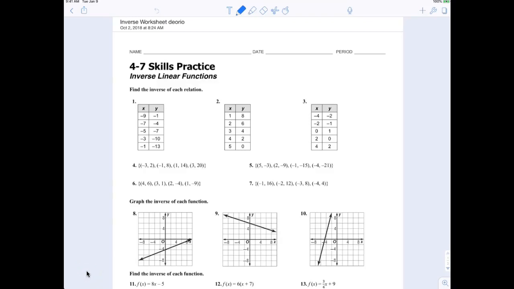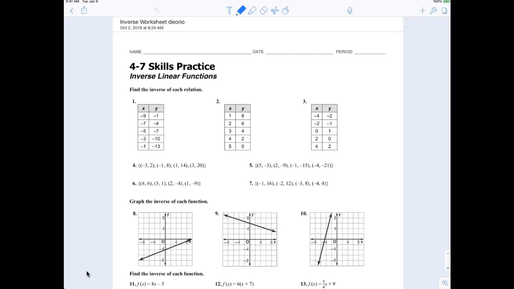Just a quick little review on finding the inverse. Remember, whenever you're finding the inverse, you're simply switching the x and the y. First we have it in a table, then as an ordered pair, then we have the graphing, and then we have it written as an equation. So you have to do all of those tomorrow.